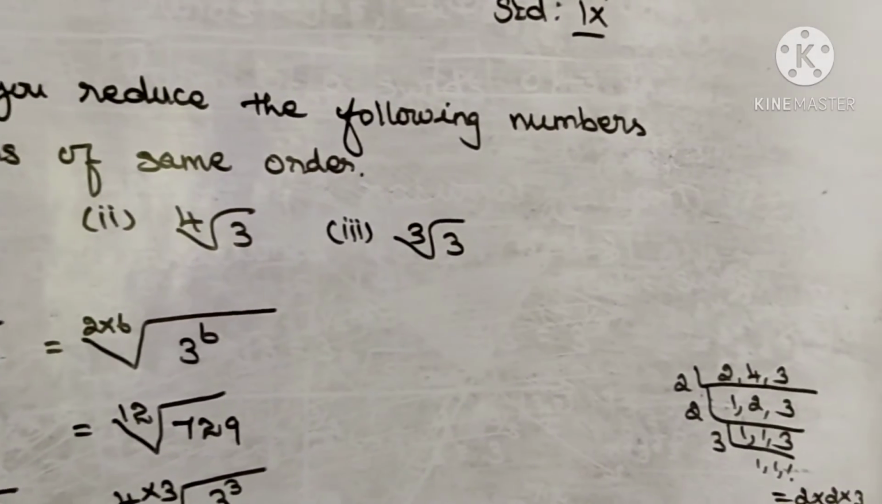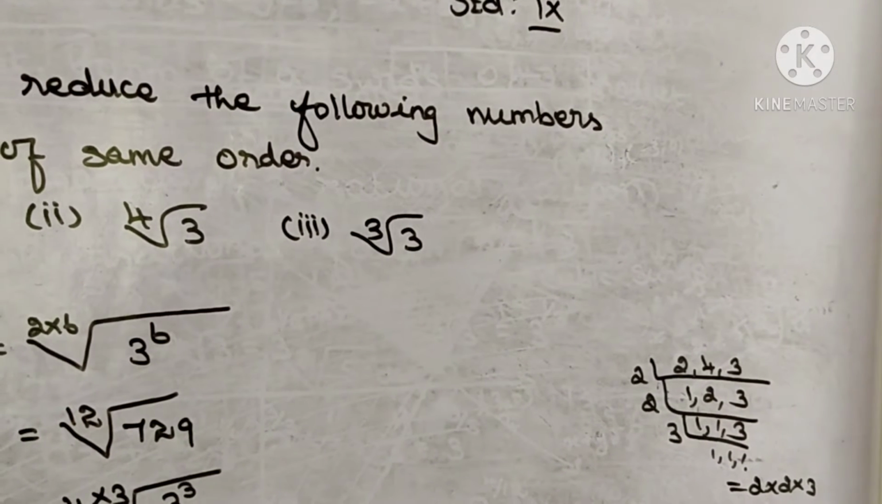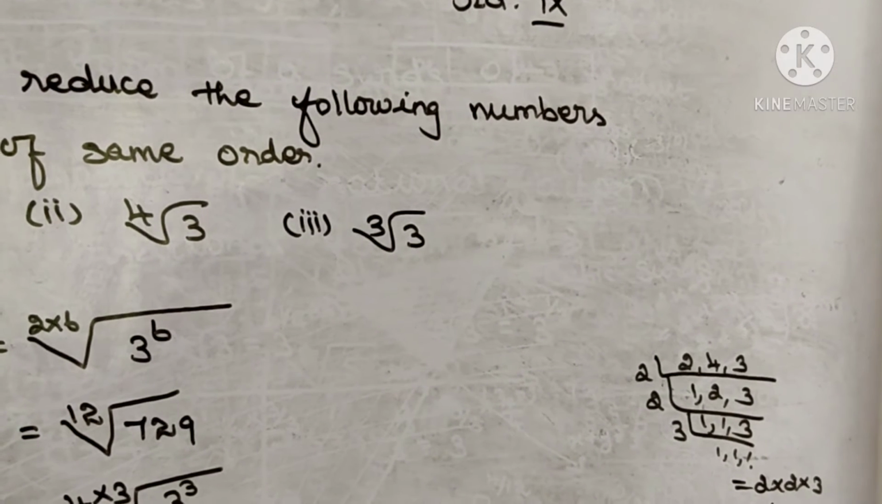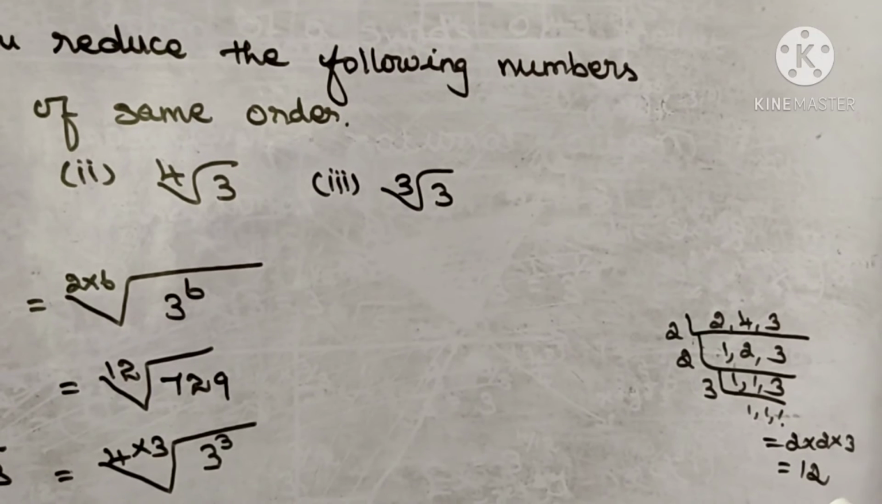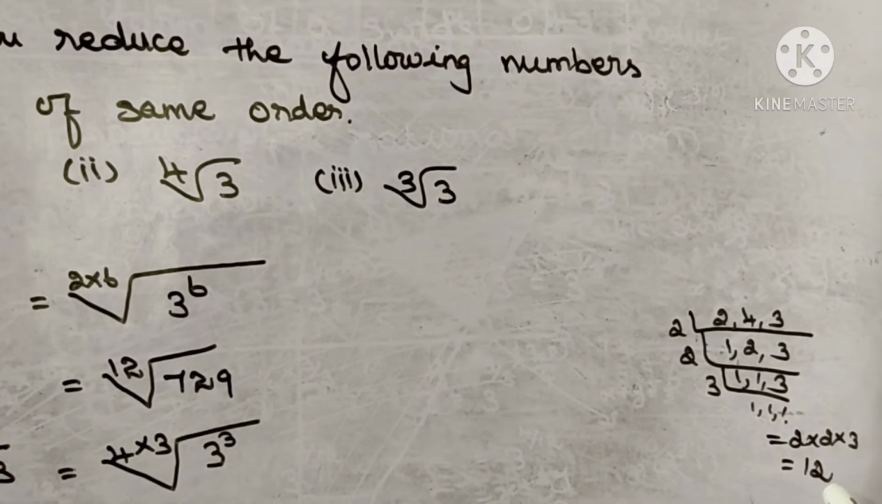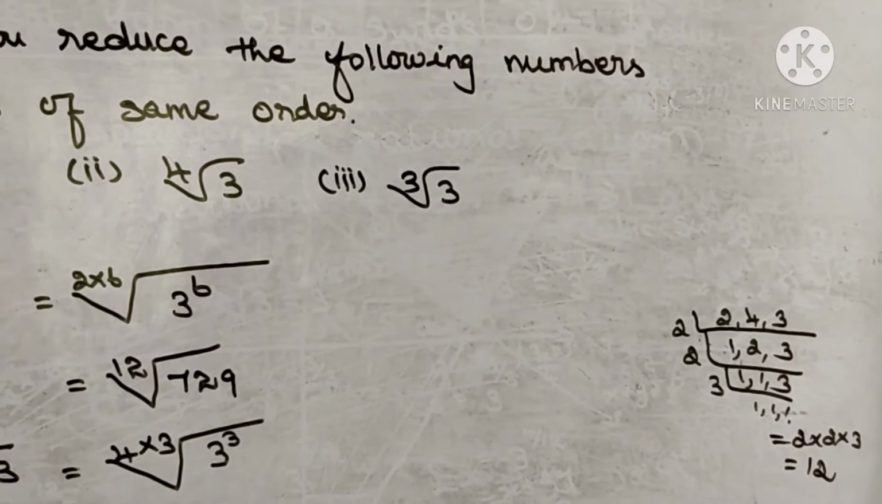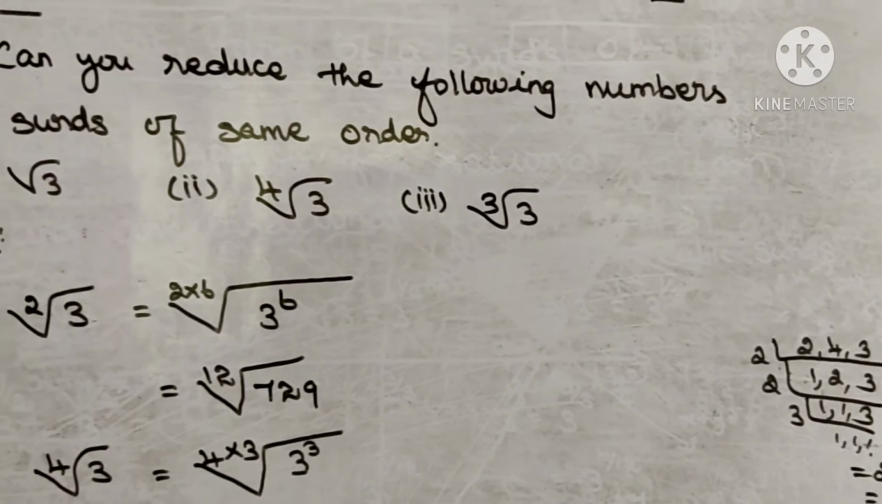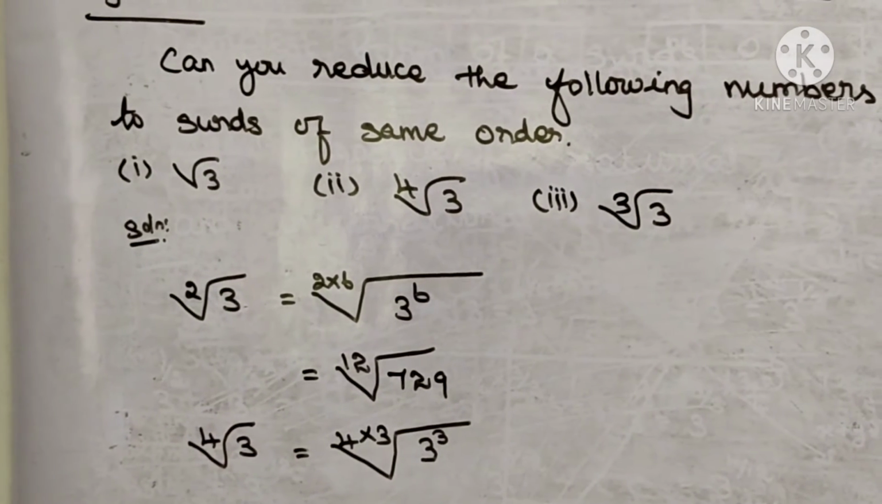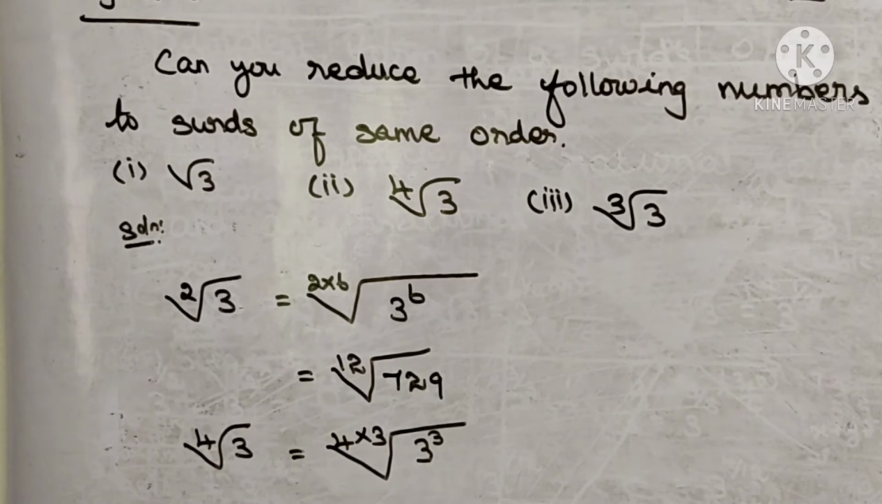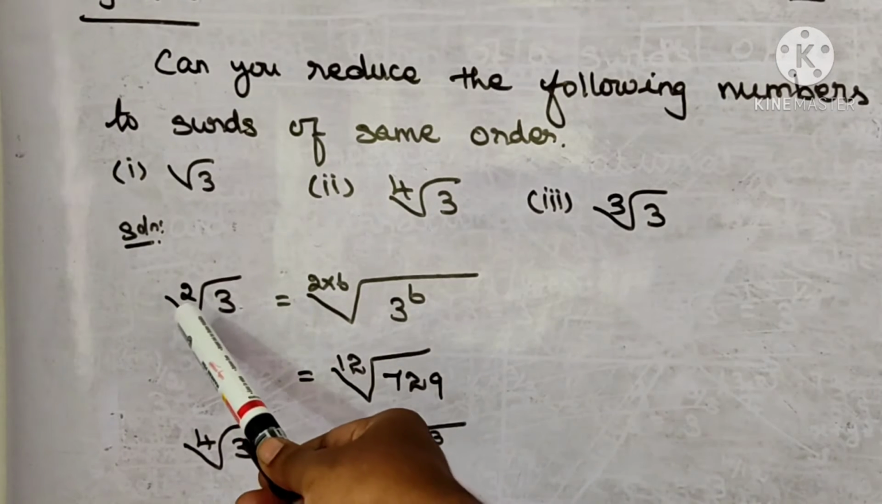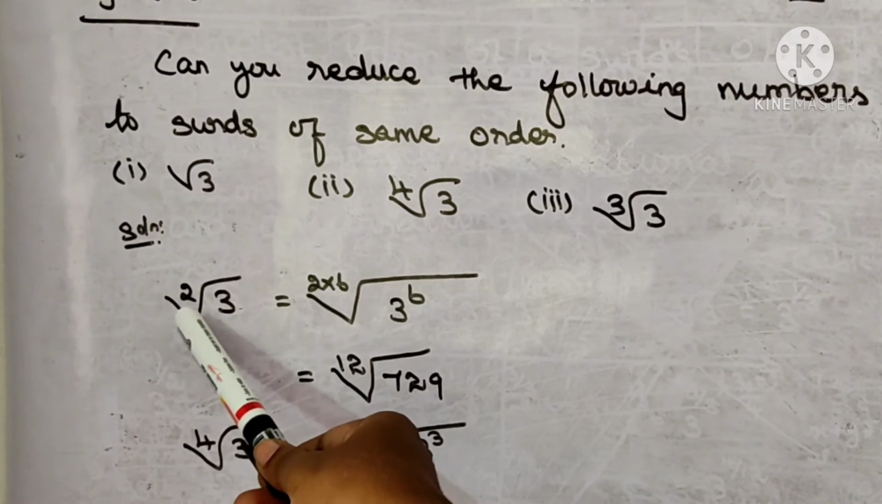So you find out the LCM of the numbers. You already know the LCM part. So find out the LCM. LCM is 12. Okay. So we convert all the surds to order 12. For the first number, the index is 2, that is, the order is 2.